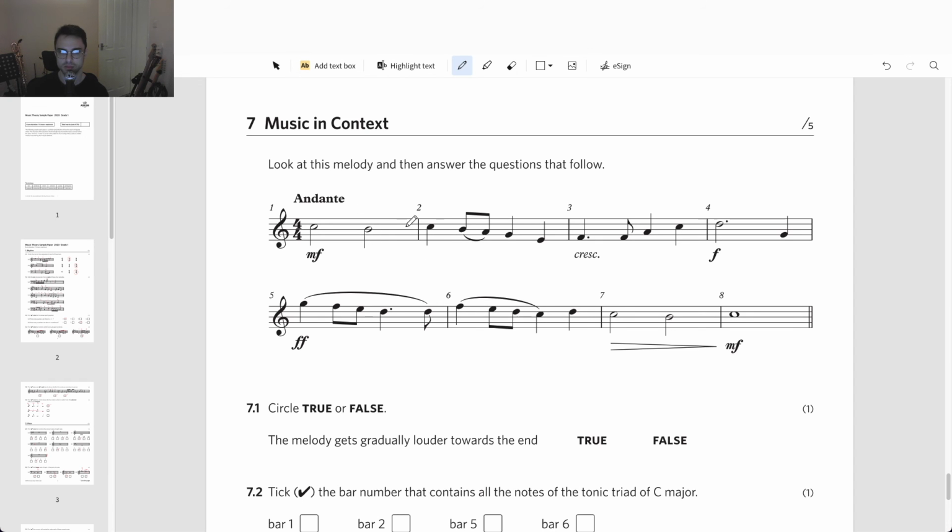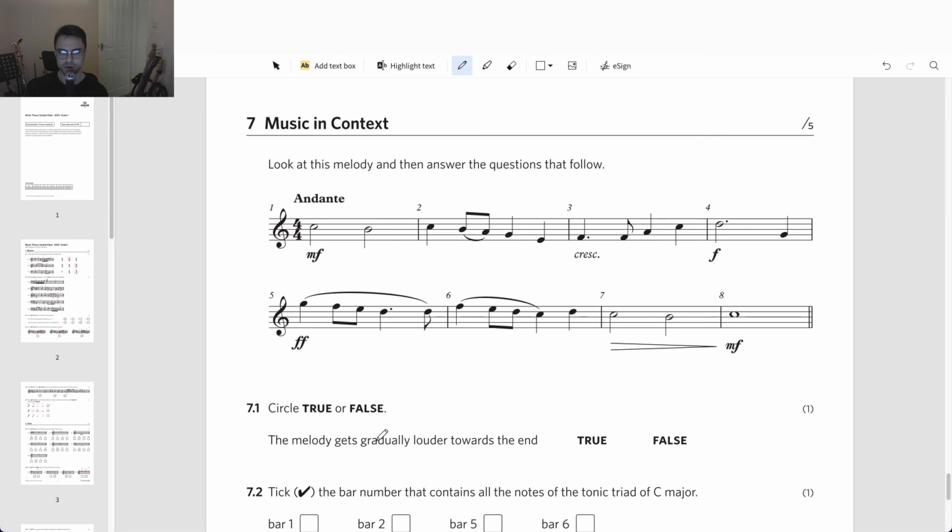Is it here? No. Is it here? No. Here? We're getting close to the end. I mean, this is the last bar. But what is happening here? We're coming from a double forte, which is very loud, for these two bars. And then the music is decrescendoing to a mezzo forte, like a medium loud. So it's getting softer towards the end.